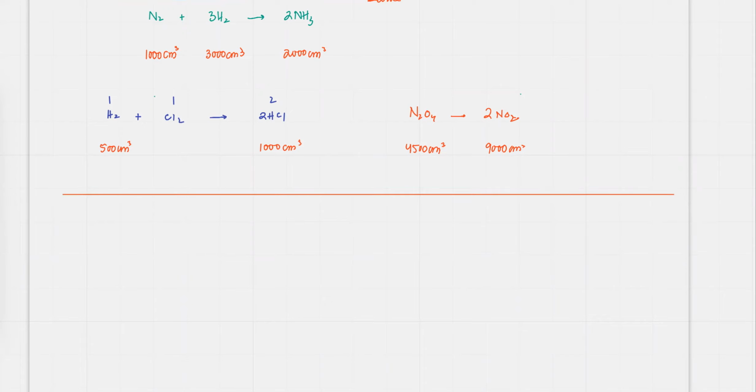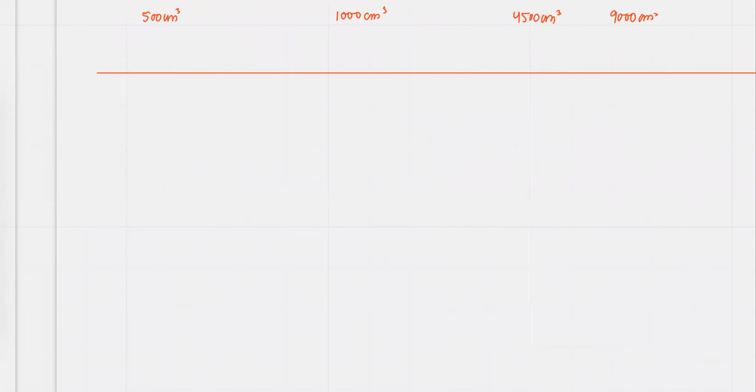That's known as combustion analysis. So right now I'll just give you what combustion analysis is, just a brief idea. So, combustion analysis.